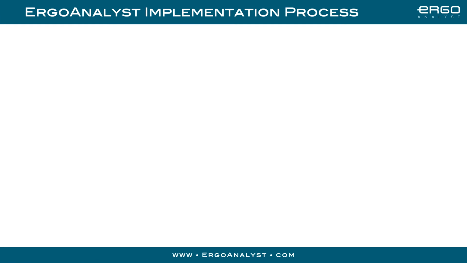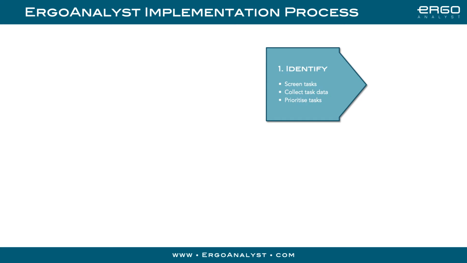There are 4 basic steps involved in implementing the ErgoAnalyst process. The first of which is to identify hazardous manual tasks. As well as entering the name of the manual task into the ErgoAnalyst task list, this step also involves screening tasks to determine if they are hazardous, collecting appropriate data, and prioritizing the tasks to determine which ones need to be addressed first.